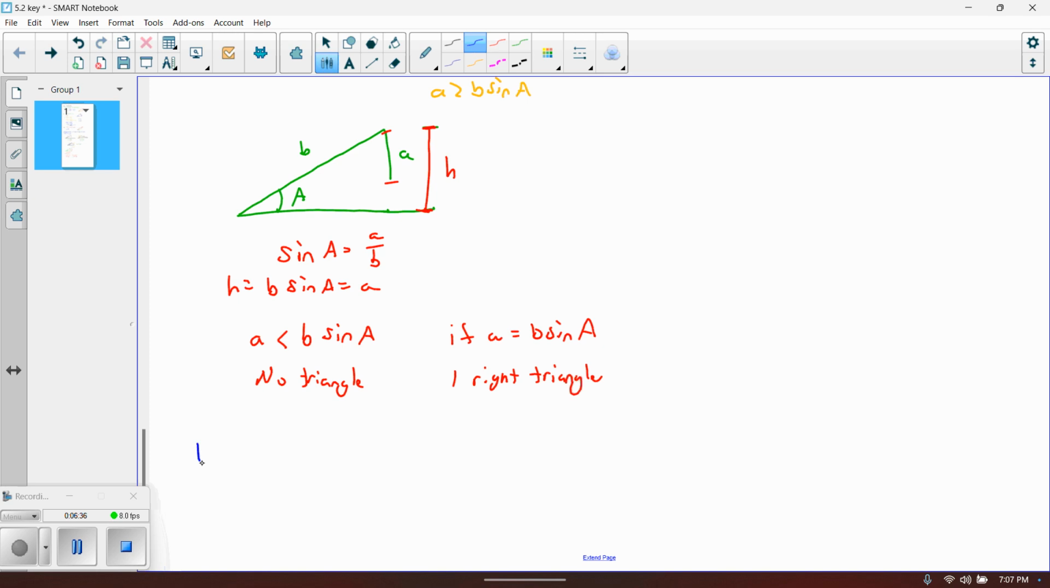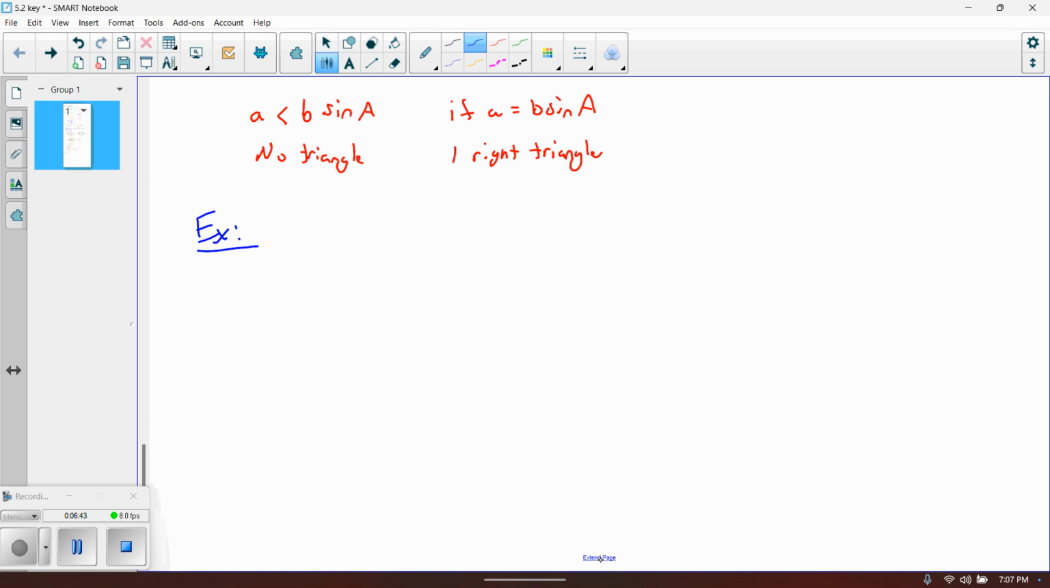So our first example, let's extend this a little bit, is going to tell us that side A is 2, side C is 1, and angle C is 50. And you might look at that right away and say, wait a minute, you said we've got to have B. Don't worry about the lettering. It's all going to go in the same spots.